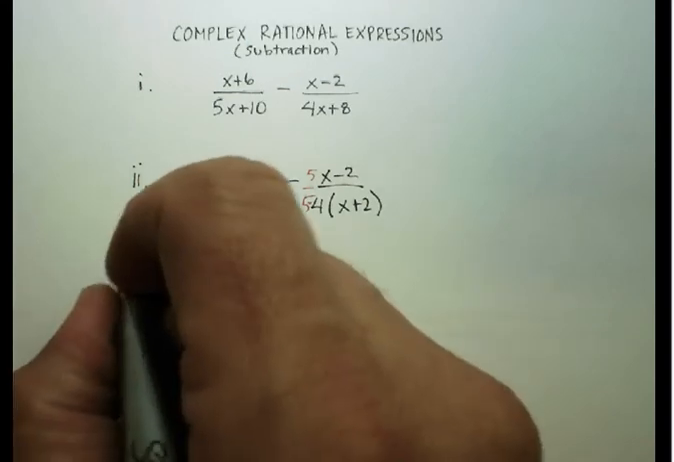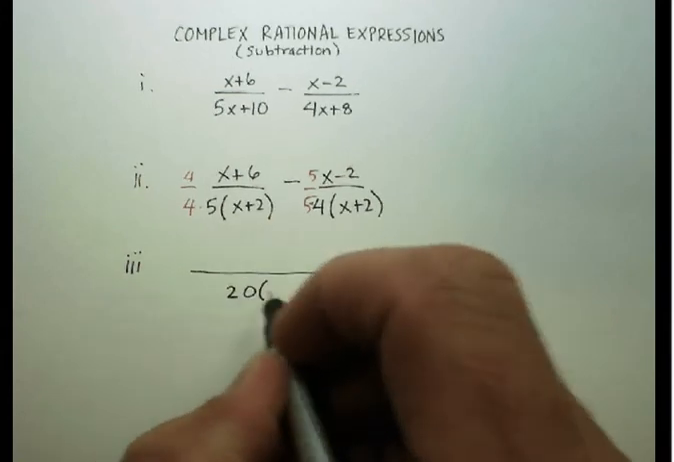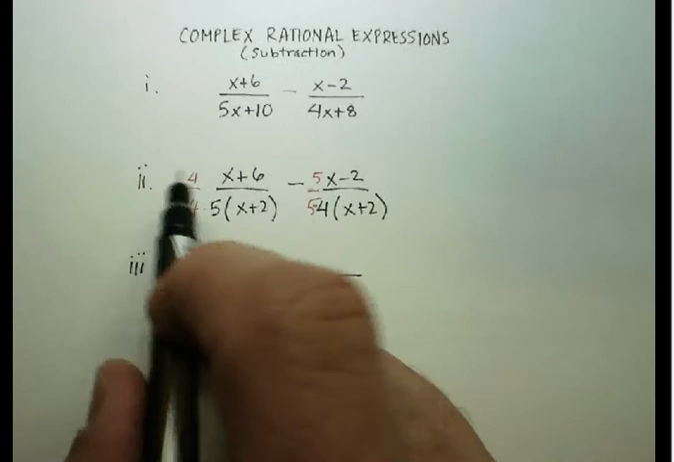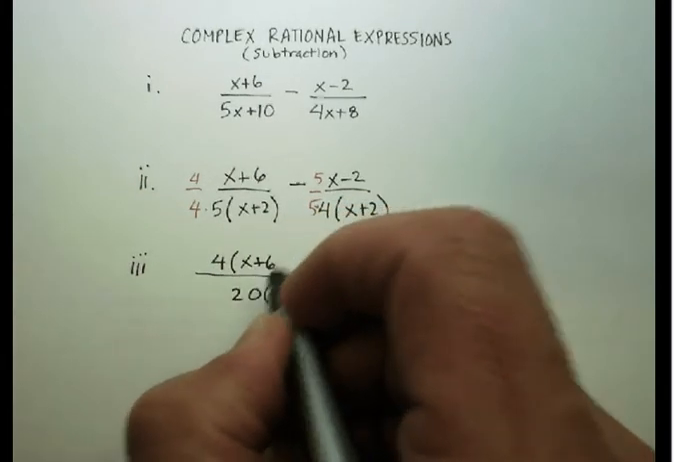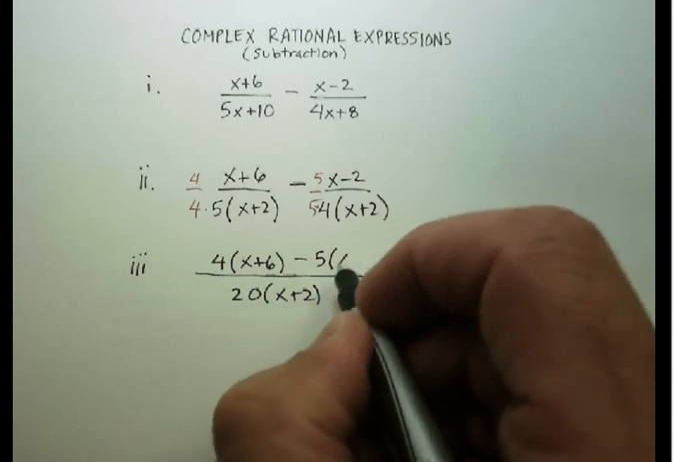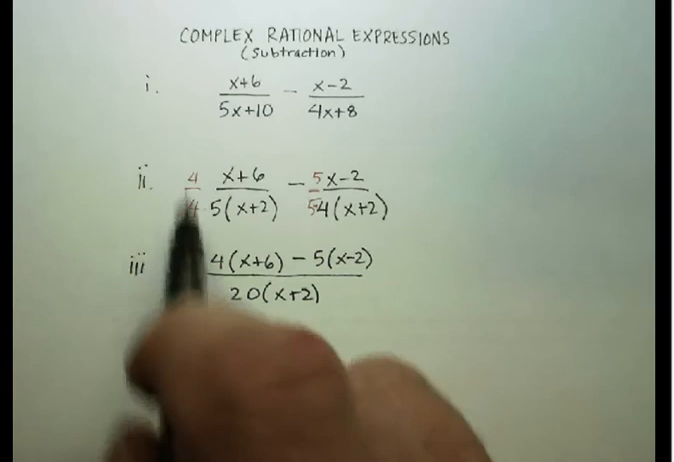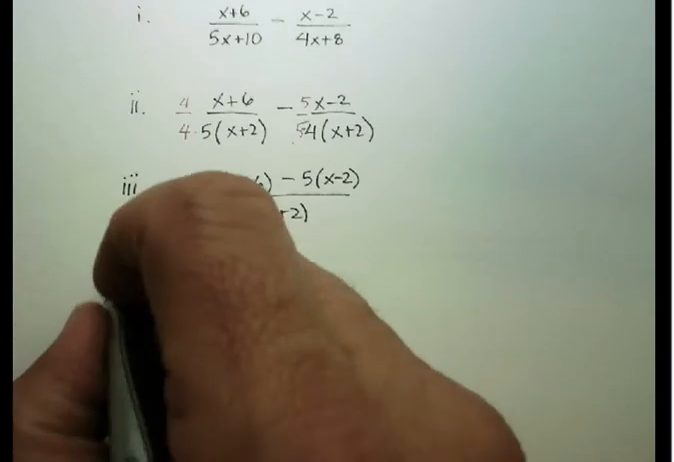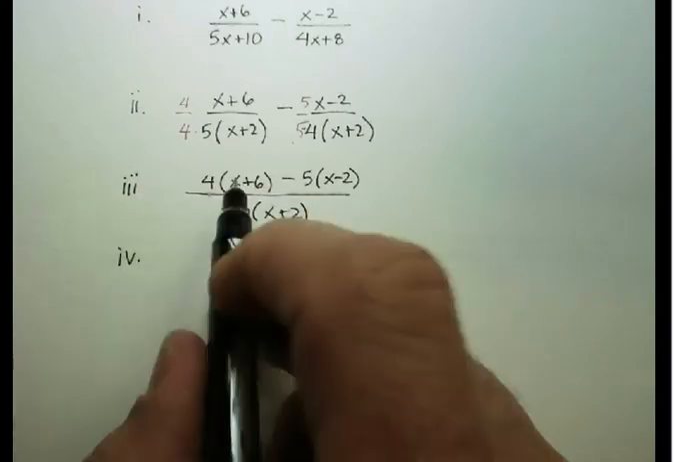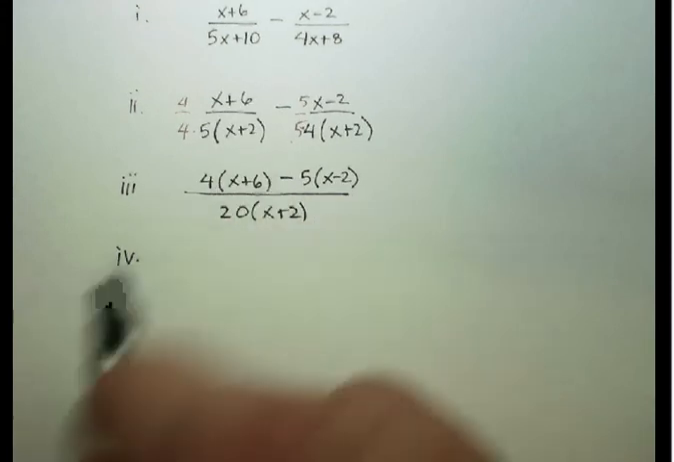So let me clean that up a little bit and write them over the same denominator, 20 times x plus 2, and rewrite what's in the numerator. I get 4 times x plus 6 minus 5 times x minus 2. Just rewrite what you have up there after you multiplied by the 1. Remember, multiplying by 1 doesn't change the problem, but it does change the form of the problem.